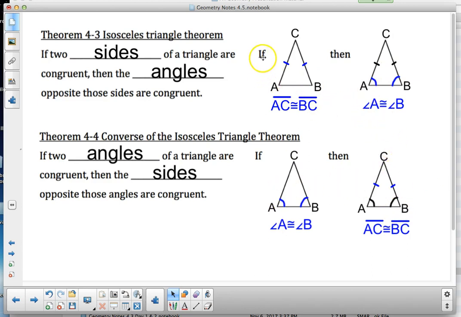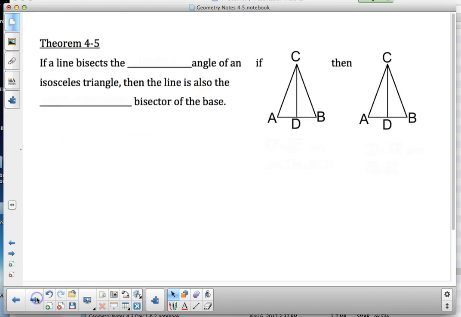So I have an if-then statement. If in a triangle two sides are congruent, then the angles opposite those sides are congruent. If I have a triangle with two angles congruent, then the sides opposite those angles are congruent. So keep that in mind and how the isosceles triangle theorem and the converse of the isosceles triangle theorem work.